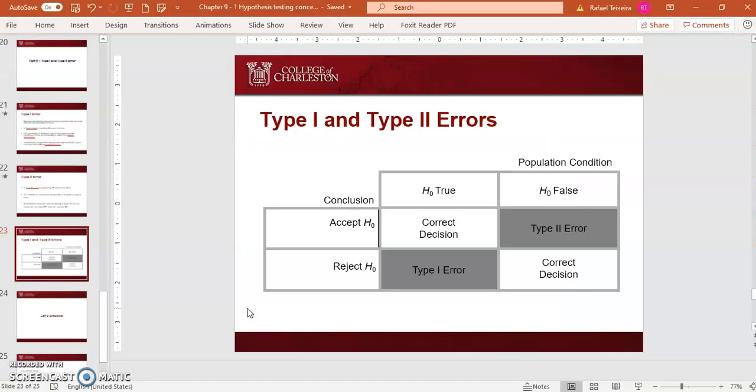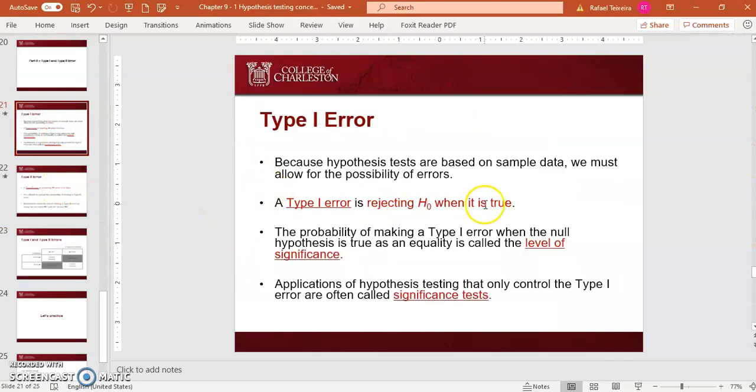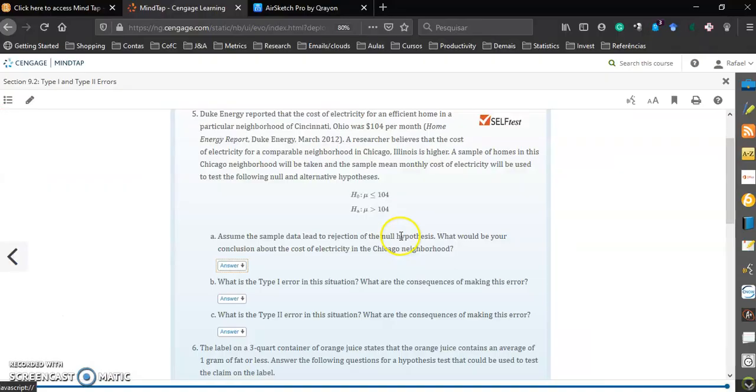So let's go back and read again. Type 1 error is rejecting the null when the null is true. In this case, we reject the null. We reject that the cost is smaller than 104. Okay, and we now believe that the cost is higher, but that's not true. The cost is really smaller than 104. So this is the type 1 error in this situation. We reject the 104, but the 104 is true.